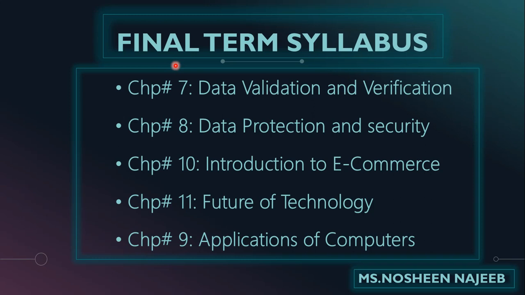First of all, here is the syllabus of the final term, which contains the following chapters. I'm going to share the sequence of the chapters over here. Chapter number 7, data validation and verification. Then chapter number 8, data protection and security. Chapter number 10, introduction to e-commerce. Chapter number 11, future of technology. And then we have chapter number 9, at last, application of computers.